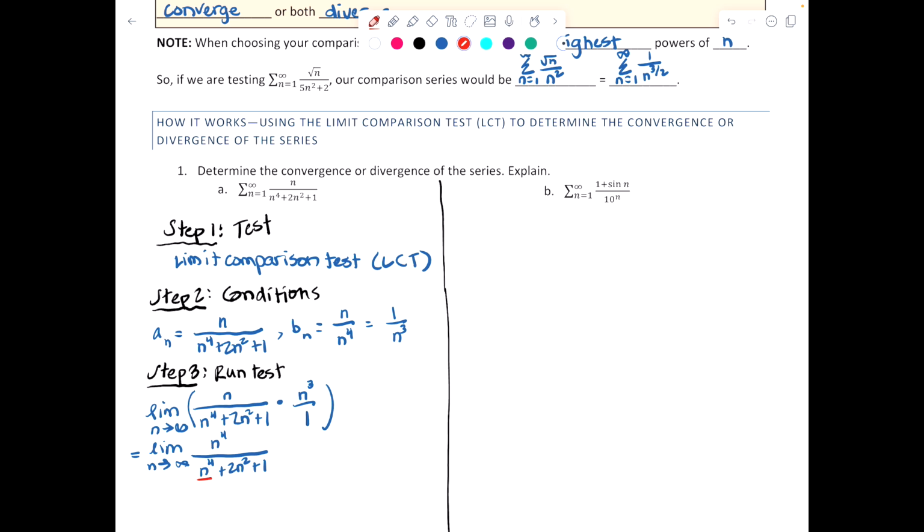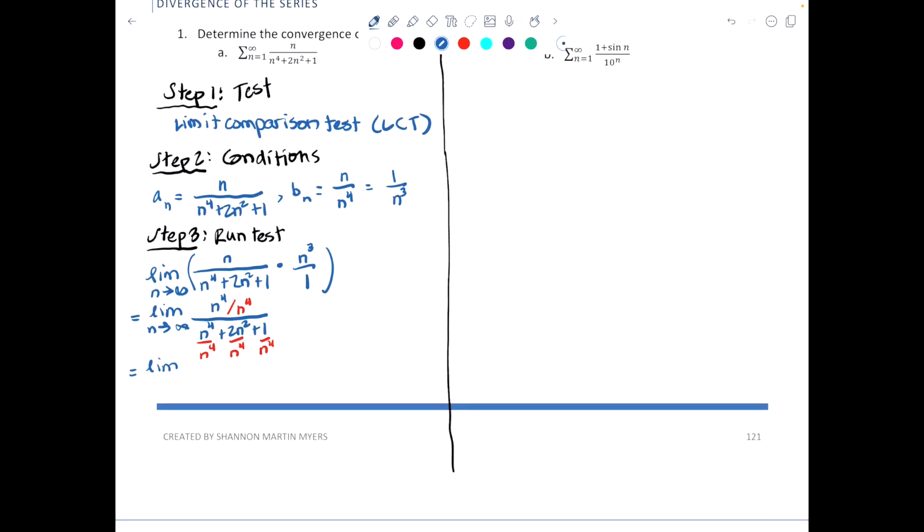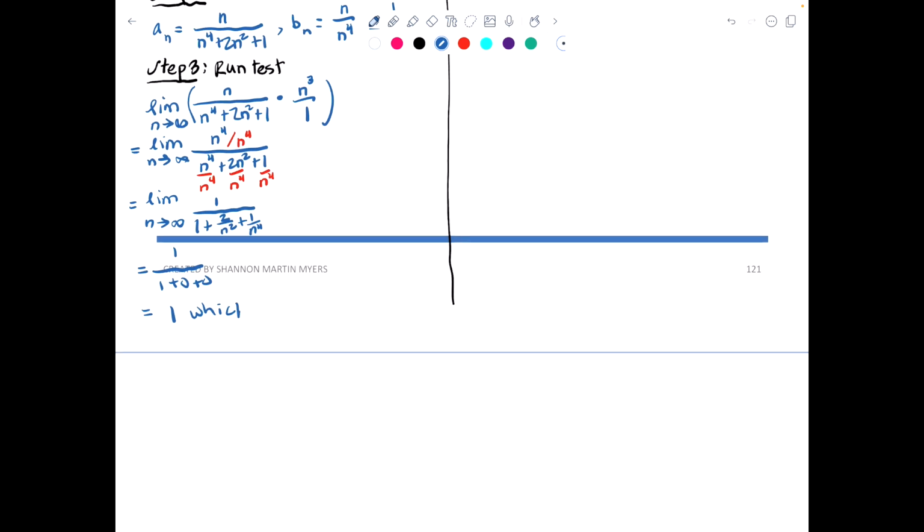Now to do it properly, we'll divide each term in the denominator by the highest power of the denominator, and to even it out, we'll do the same to that numerator. And so this is going to give us the limit as n approaches infinity of 1 over 1 plus 2 over n squared plus 1 over n to the 4th, and that limit will have a result of 1 over 1 plus 0, which is 1, which is finite and positive.